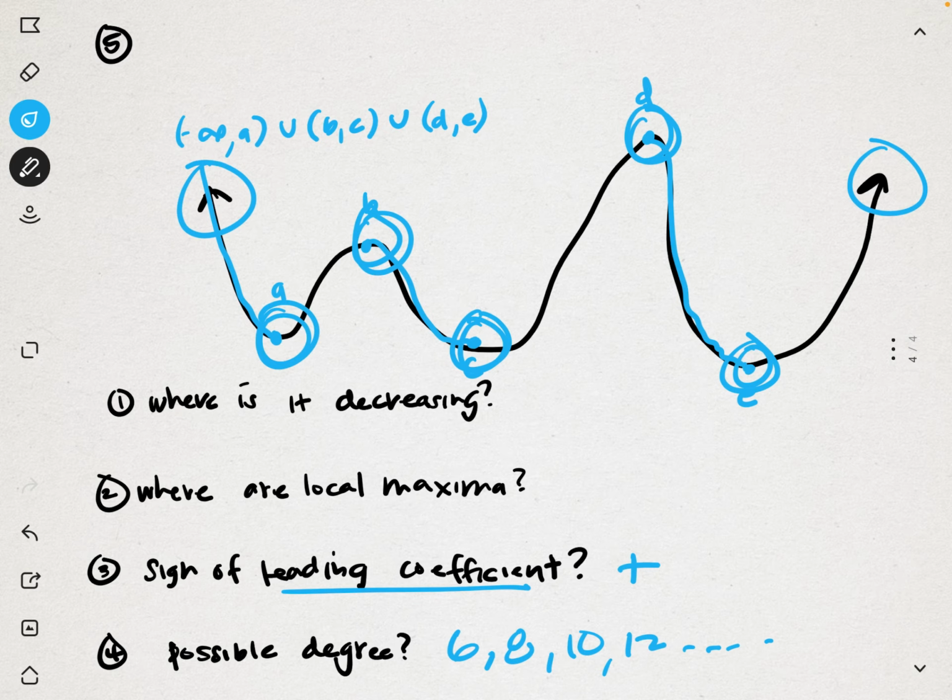So just be careful when you answer that. We don't just answer 6. Like 6 is probably the most common one, because that would be one higher than the number of turns that we have, or the number of maxima, but that's not the only one. There could be higher degrees as long as they're even to match the graph.